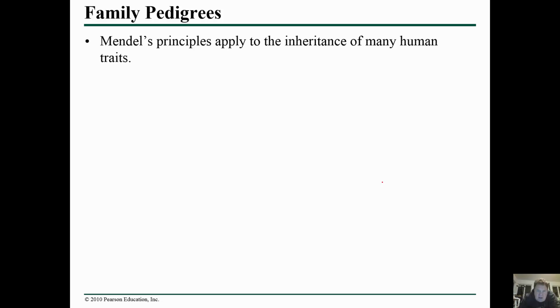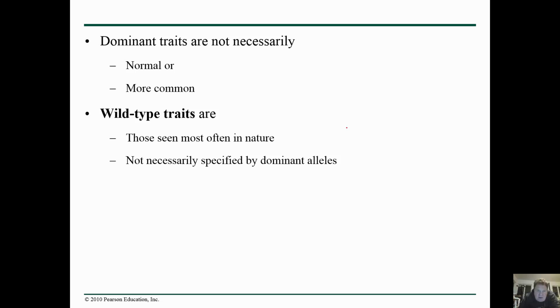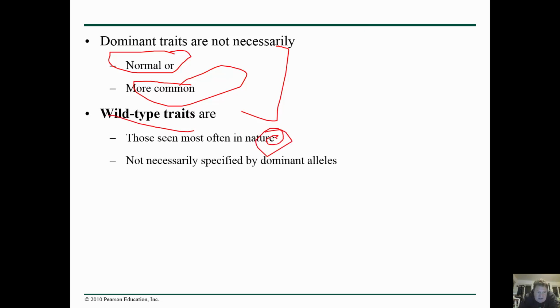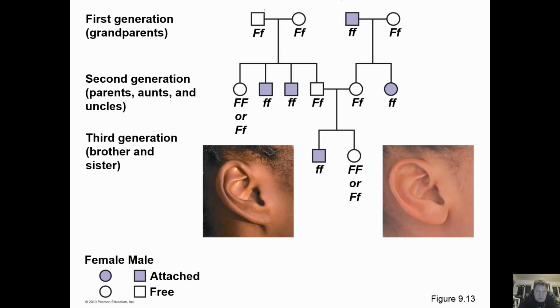And again, we just kind of talked about this. A pedigree is just our way to look at this. And so here we're looking at a number of people, and we have a number of different phenotypes in there. And dominant traits are not necessarily what we call normal or more common, and that's basically what we look at there. And so dominant or recessive doesn't necessarily mean good or bad. Wild type traits are those that we most often see in nature. And again, they're not necessarily the dominant alleles. A family pedigree just shows the history. And so in this pedigree, we have boxes representing males. We have circles representing females.